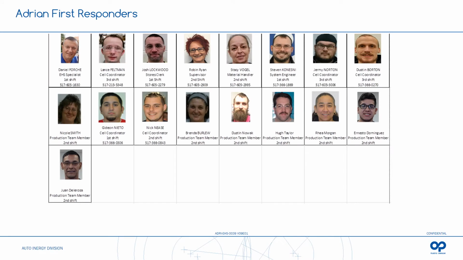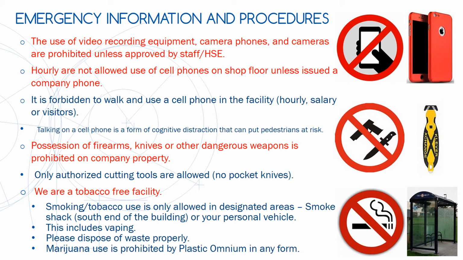Adrian First Responders. Here is a partial list of our Adrian First Responders. We have multiple individuals within the facility that are licensed first responders, and we have classes every year to make sure that we have a sufficient number of first responders to administer aid in case it is needed. Emergency information and procedures continued.